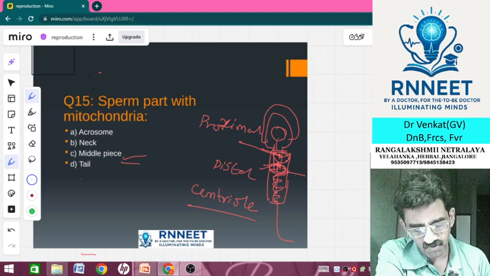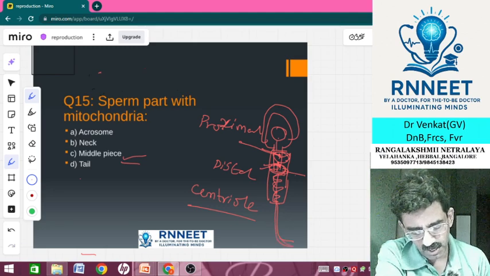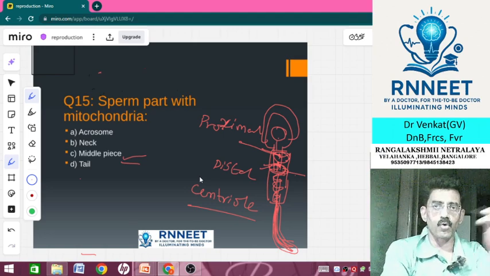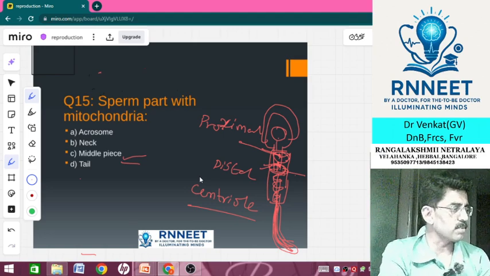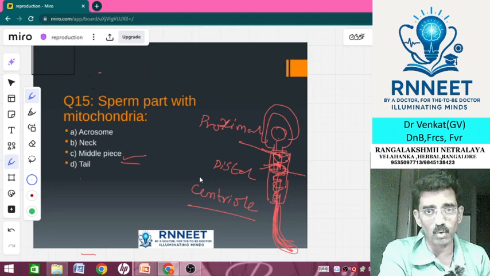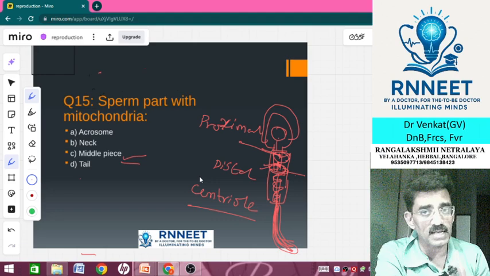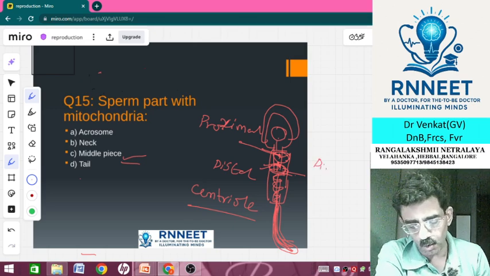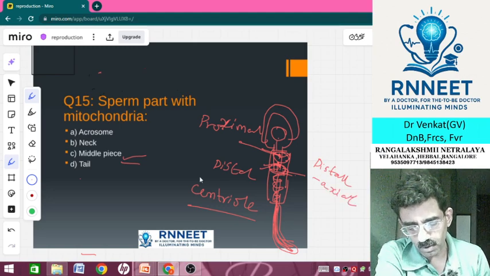the axial filament. This tail which you see here is covered, and there is a central filament running through it. Just like how you have the nerve covered by the myelin sheath, similarly you have the central axial filament which runs through the tail, and that axial filament of the tail is maintained by the distal centriole. So the distal centriole maintains the axial filament of the tail.